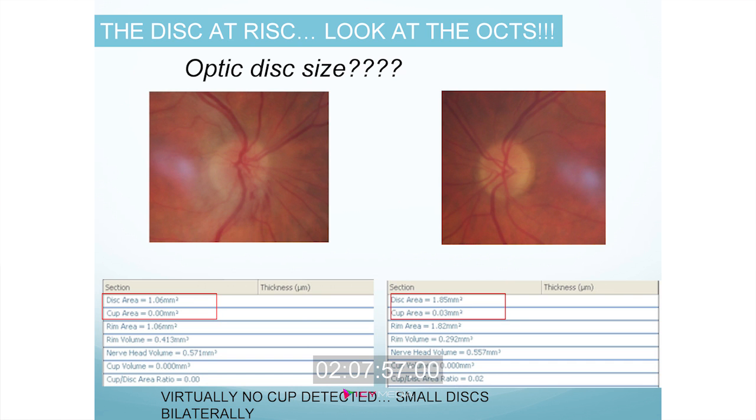The disc areas are very small, 1.85 and 1 point something, and there's no cups, even in the healthy eye, because remember I always said you can compare healthy to not healthy or normal to abnormal. Even in the normal eye, there was no cup. There's your indication that this patient had discs at risk before we even started with the nocturnal hypotension and all that stuff. He was at risk before he even was born, okay? He had small discs, and that put this patient at risk of developing NAION.